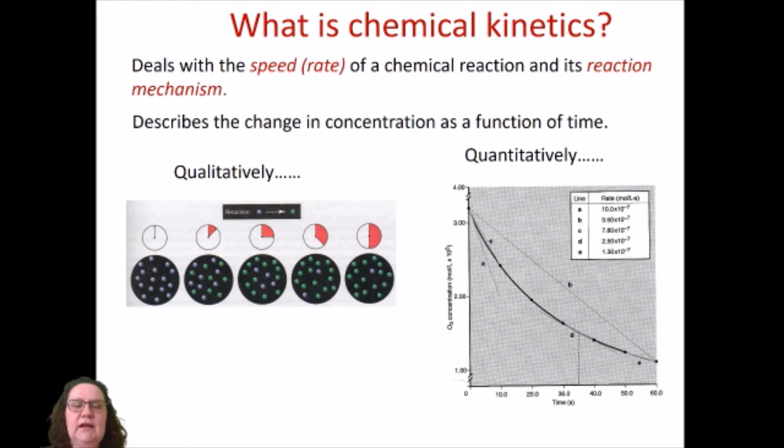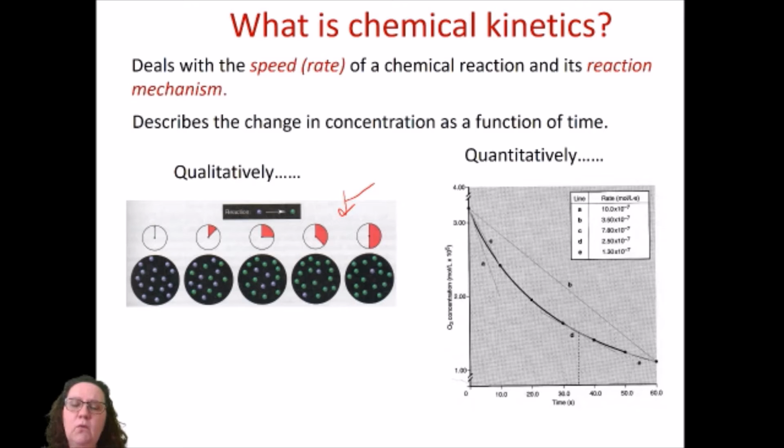Kinetics, chemical kinetics, deals with the speed of a chemical reaction, what we call the reaction rate, and its reaction mechanism. Kinetics tries to describe the change in concentration of the different chemicals as a function of time. And you can do that in a qualitative form. For example, in this graph, we have how a reagent reacts to form a product, and slowly over a period of time there are fewer and fewer molecules of reagent and the molecules of product are increasing.